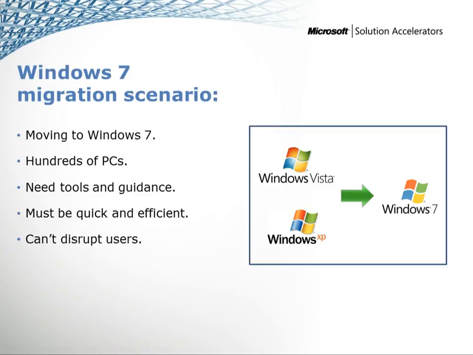So let's set the stage for our demo. We're moving to Windows 7. Our organization has hundreds of PCs, some still running Windows XP, and others are running Windows Vista. We want to deploy Windows 7 quickly and efficiently without disrupting our users. Let's see how we can use the Microsoft Deployment Toolkit to help us.